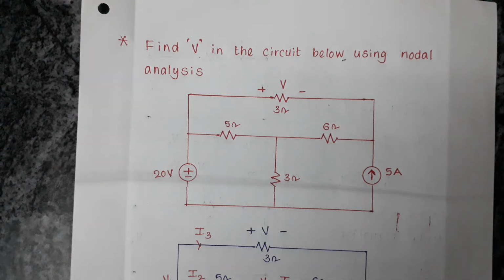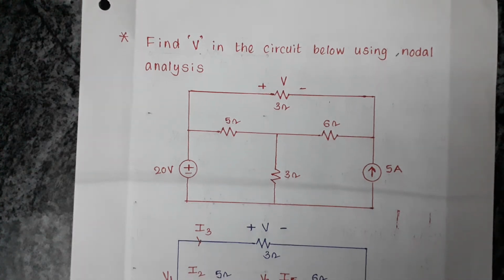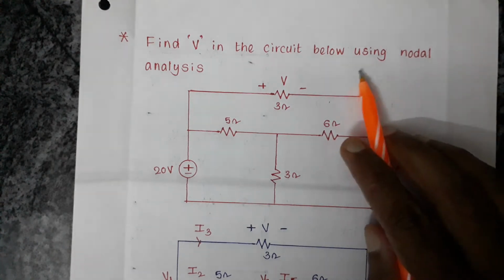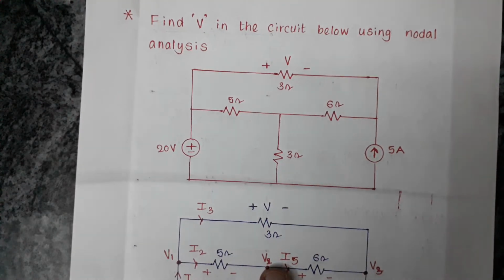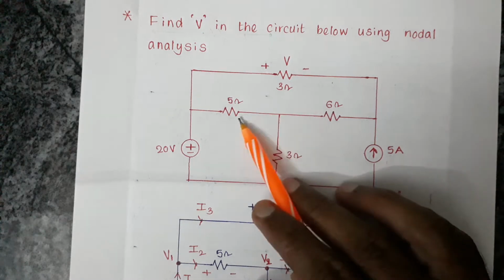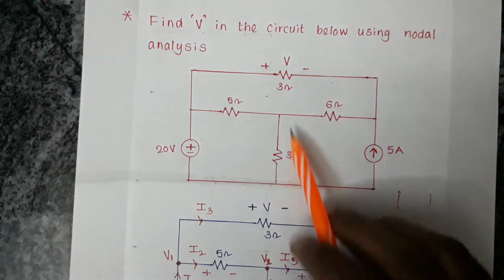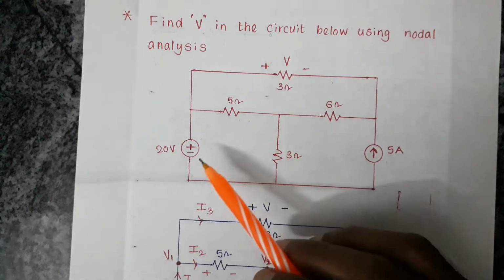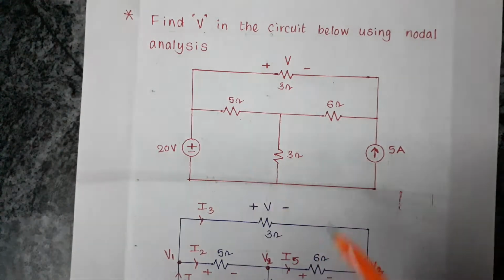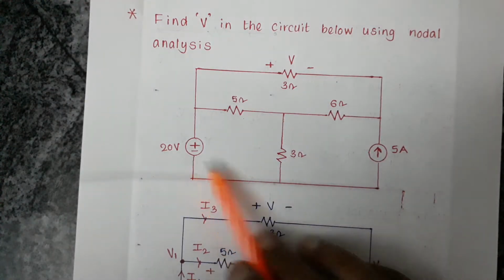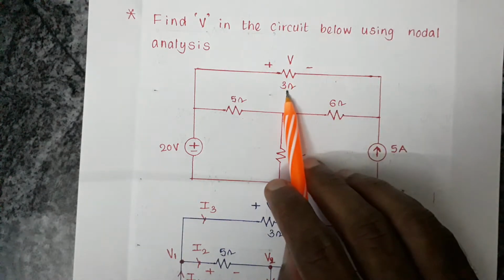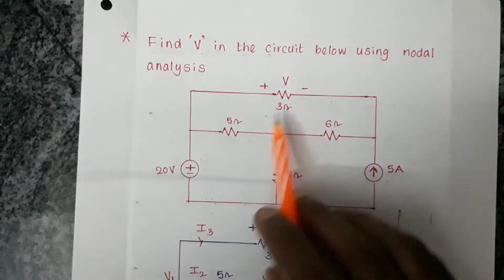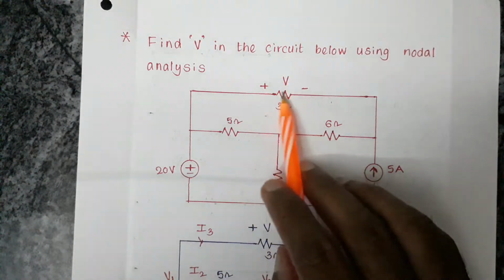So in this video I am going to solve a problem by using nodal analysis. Find V in the circuit below using nodal analysis. So this is the problem given. There are 4 resistors: a 5 ohm resistor, a 6 ohm resistor, a 3 ohm resistor and another 3 ohm resistor, and there are two independent sources, a 20 volt source and a 5 ampere current source. V is the voltage across the 3 ohm resistor, and by using nodal analysis we have to find this V.